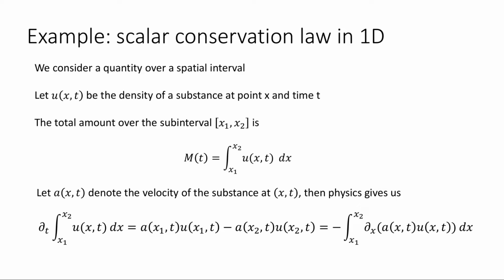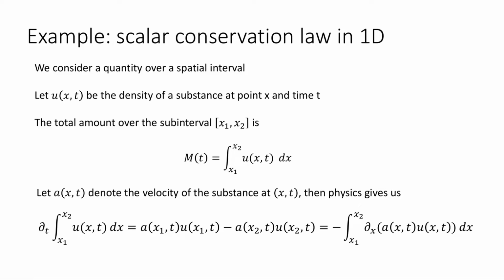We are interested in how the amount of the quantity contained in the interval changes over time. Mathematically, we express this as a time derivative of this integral from x1 to x2 of the density u(x,t) dx. So how does this change? Well, we know that at the endpoints, the substance travels with some velocity given by a. For example, at the left endpoint, the density is u(x1,t), and it travels with velocity a(x1,t). If a is positive, substance travels in, and if a is negative, substance travels out.